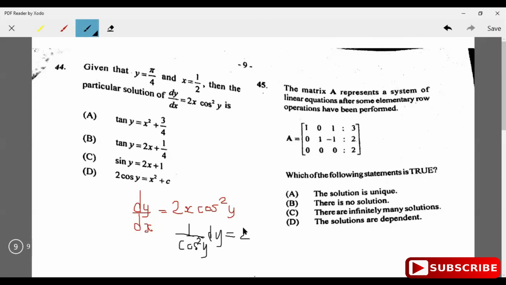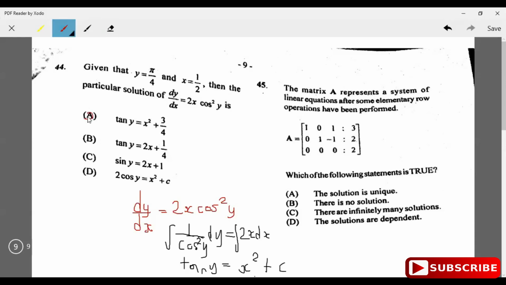Then integrate both sides. Integrate 1 over cos square y. 1 over cos square is secant square y, and if you integrate secant square y, you get tan y. So tan y equals x squared plus c, integrating 2x. So clearly it's only option A.